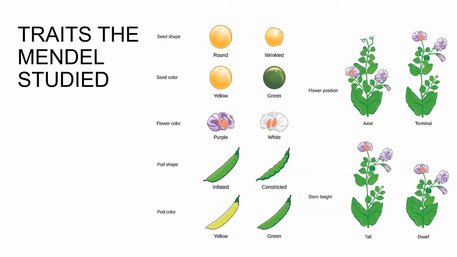So let's go back to Mendel and yung sa experiment niya. So there were 7 traits studied by Gregor Mendel. So namely, seed shape, pwedeng round or wrinkled, seed color, pwedeng yellow or green, flower color, pwedeng purple and white, pod shape, pwedeng inflated or constricted, and then pod color, pwedeng yellow or green. So yun yung mga traits na in-study ni Mendel doon sa pea plant niya.